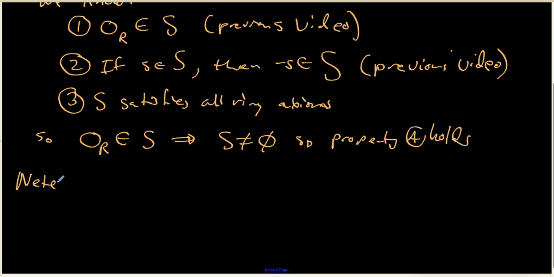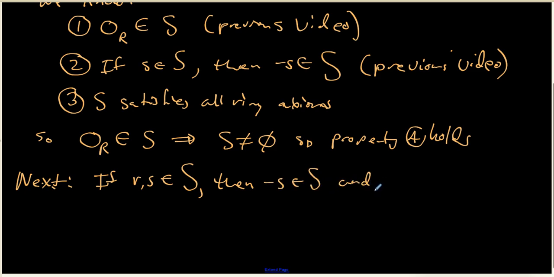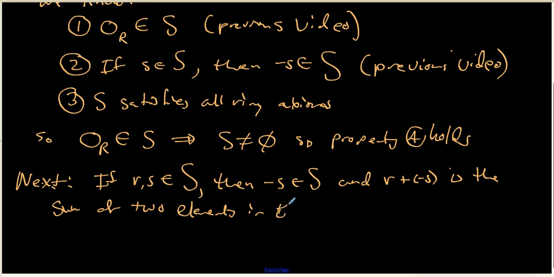Next, if I have r and s being any pair of elements in S, then I already know that minus s does indeed belong to S, and because S is a ring, r plus minus s is now the sum of two elements in the ring S. So of course r minus s has to belong to S, and that says property B holds.